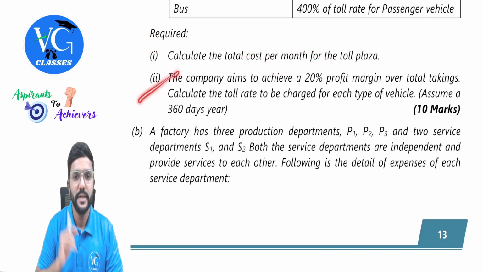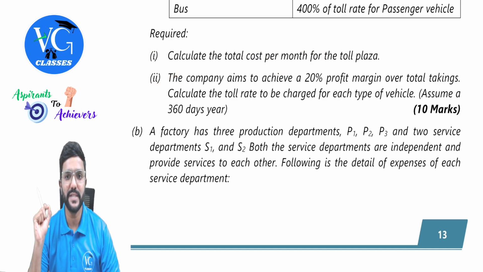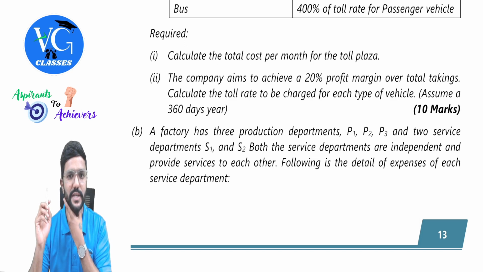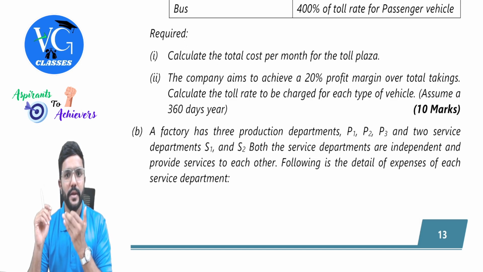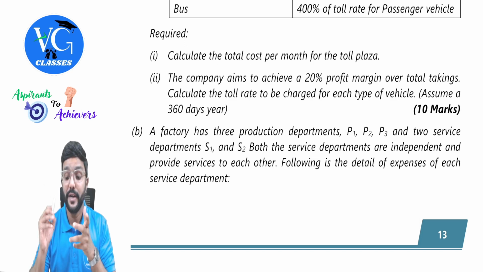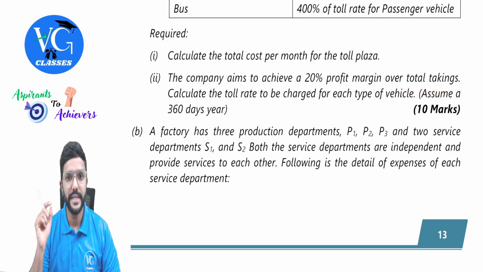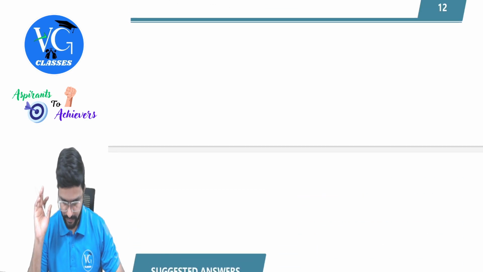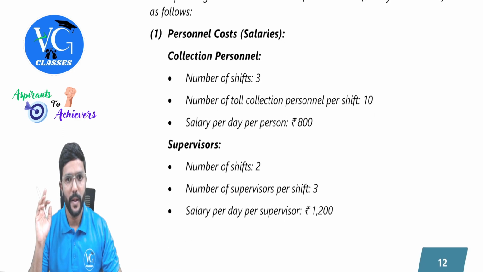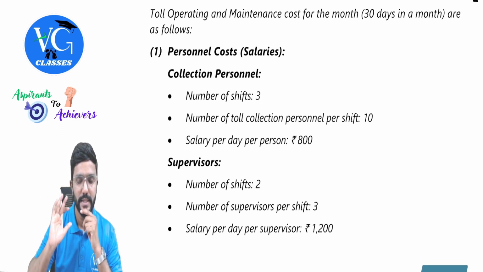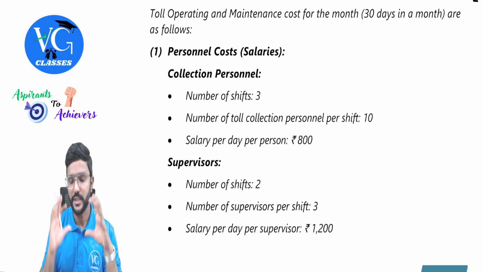And the other one is, the company aims to achieve a 20% profit margin over total takings. Total takings is nothing but the toll charges. Calculate the toll rate to be charged for each type of vehicle. Assume 360 days a year. So we are supposed to calculate cost per month.